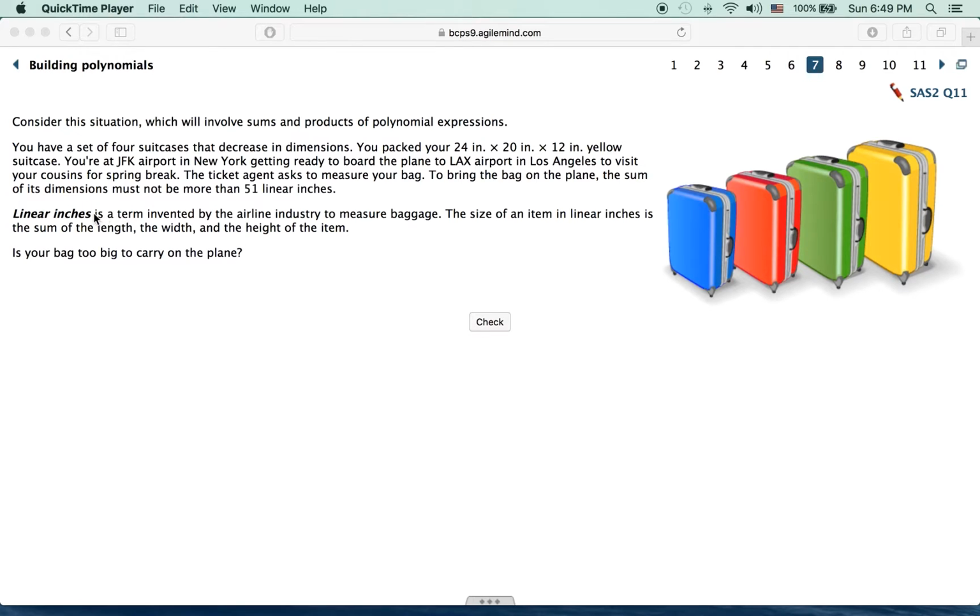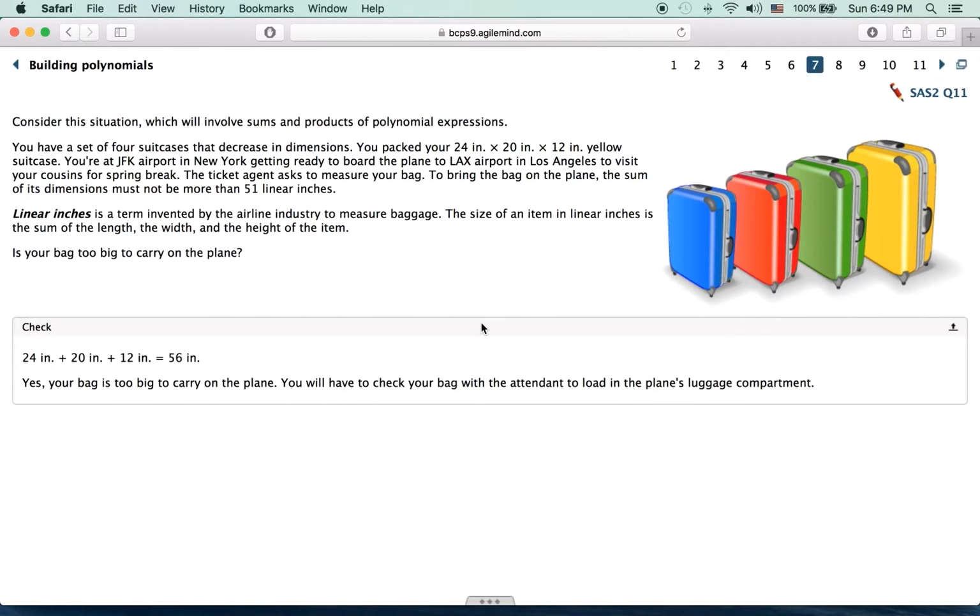Okay, they actually do this, I guess. So, what do we start with here? Let's see, 44, 50, 56. Okay, so 56 is greater than 51. Is your bag too big to carry on the plane? Yes.